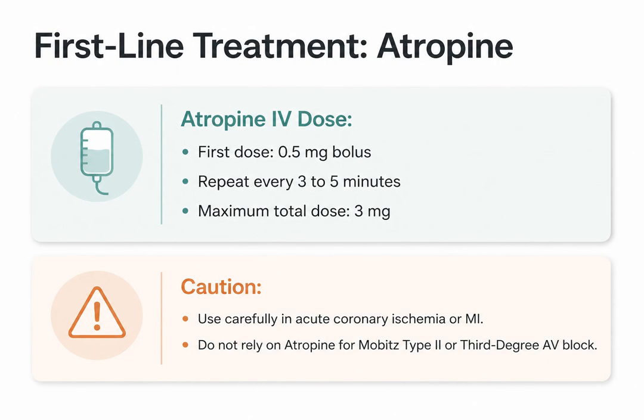For patients with poor perfusion, atropine is the first-line drug. The standard dose is a 0.5 milligram IV bolus, repeated every 3 to 5 minutes, up to a maximum total dose of 3 milligrams. However, use it cautiously in patients with acute coronary ischemia, as increasing the heart rate can worsen an infarction. Also, do not rely on atropine for Mobitz type 2 or complete heart block, as it is unlikely to be effective in those cases.